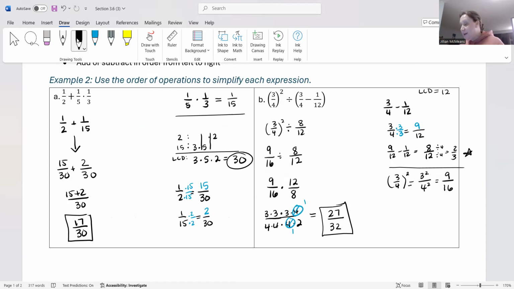Okay, so that is the order of operations with fractions. We're not trying to give you the hardest problems ever. We want to make sure you understand the order of operations. That's super duper important. And just understand generally how it works with fractions.